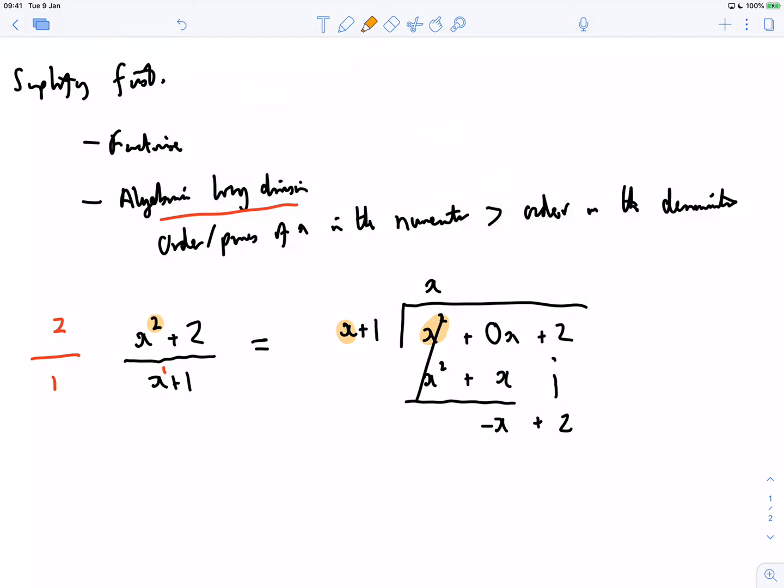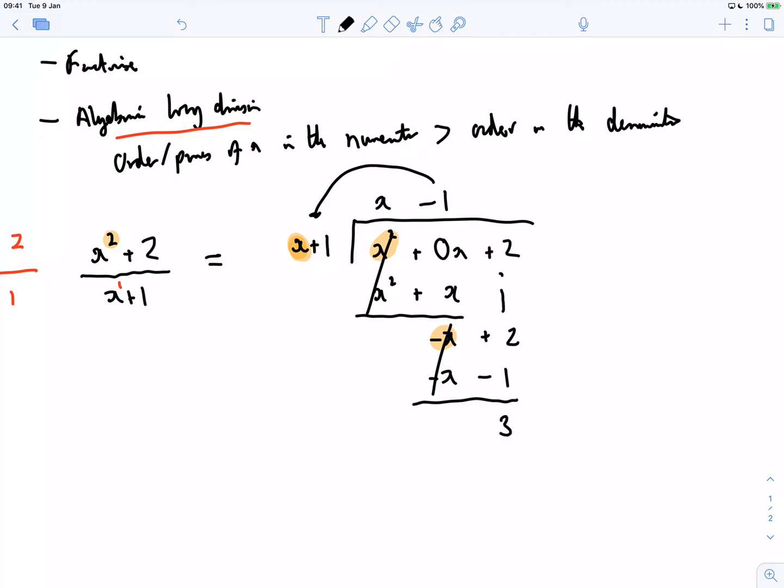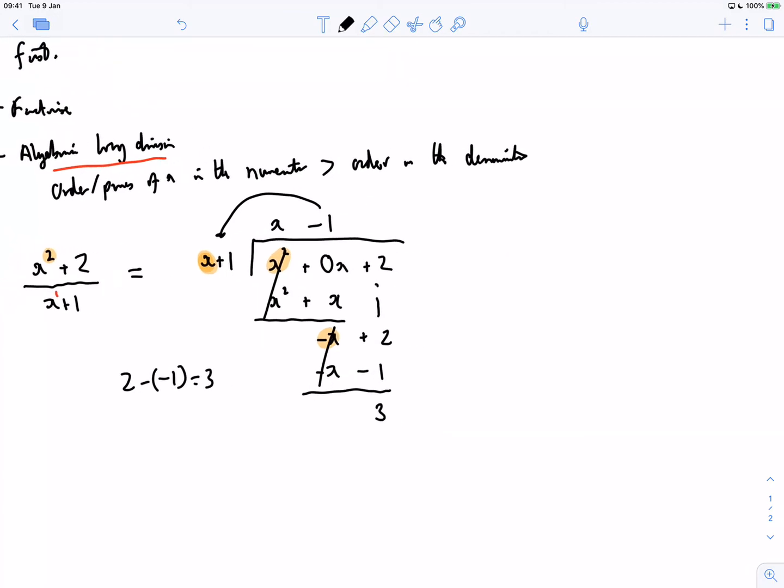How many x's are in minus x? Well, that would be minus 1. And then if I do minus 1 times this stuff, I'll get minus x minus 1. Minus x minus a minus x is 0. 2 minus a minus 1 is 3. Remember, a minus is a positive because I'm doing 2 minus negative 1. So it's going to be 3. What does this tell me? This tells me that x squared plus 2 over x plus 1 will equal the top, which is x minus 1, plus the remainder, which is 3, over the thing I divided by, x plus 1.